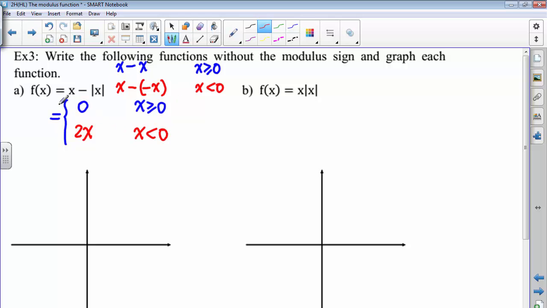If I want to graph this modulus function, I just graph this piecewise function. So I graph each piece respectively. The first piece is when x is larger than or equal to 0, the y value is 0. It's a horizontal line overlapping with the x-axis. But right now, the restricted domain is x should be positive or 0. So I only leave this part there.